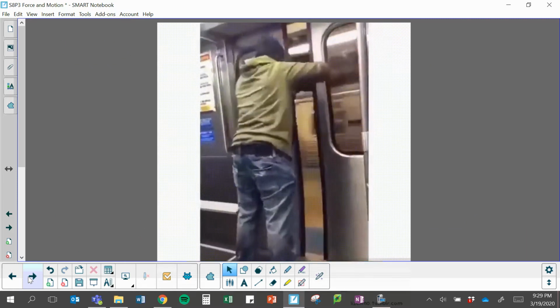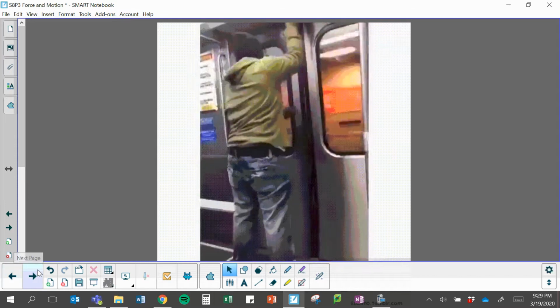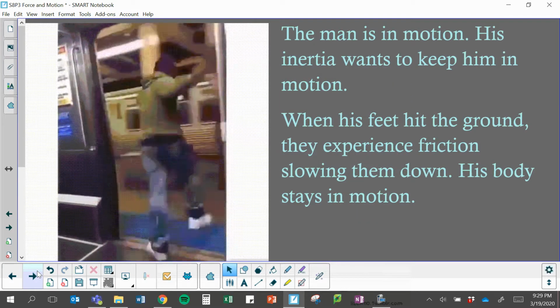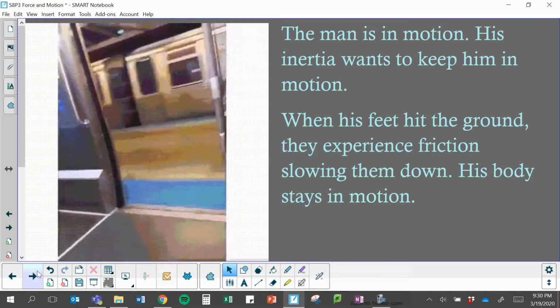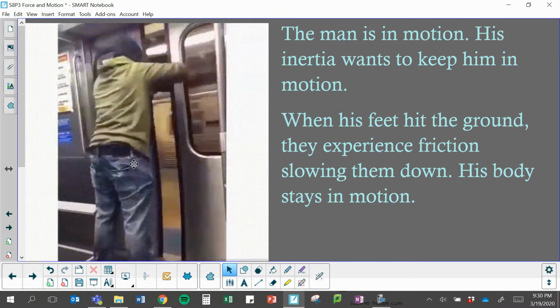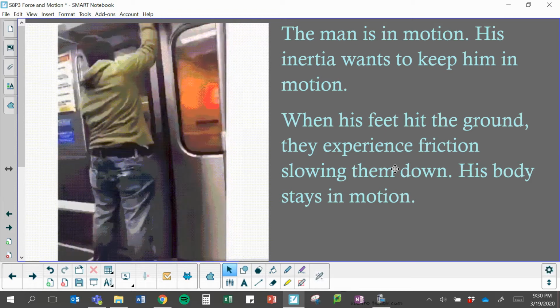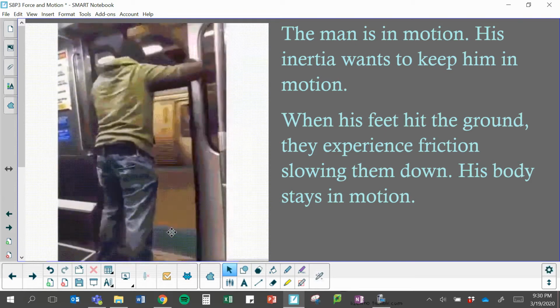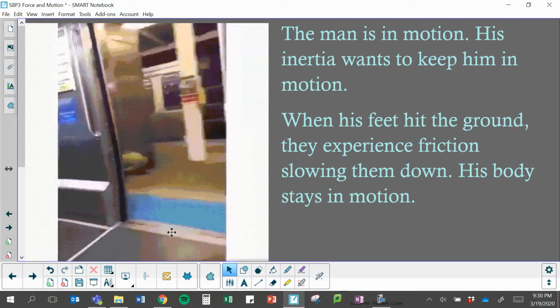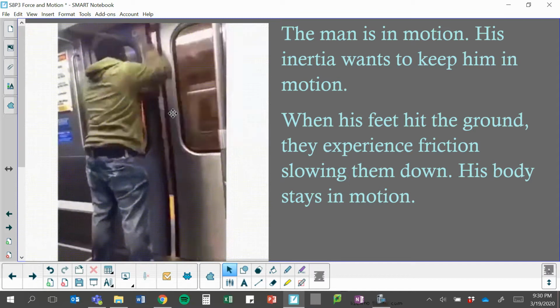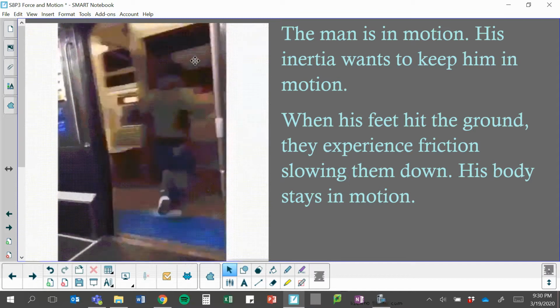Okay, so you might remember this example in class. So this again shows Newton's first law of motion, inertia. The man is in motion because he's on the train, and his inertia wants him to keep moving. So therefore, when his feet hit the ground, they stop because of friction, but his body stays in motion and that makes him fall over.